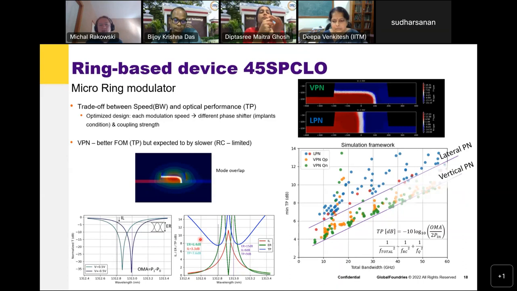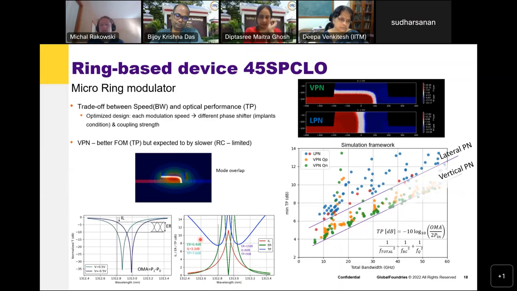In the hybrid integration, when you put the electronic chip on top of the photonics and you do the flip chip face down, the heat will also spread and will affect the modulator. So this is part of the thermal control circuit that has to be taken care of.